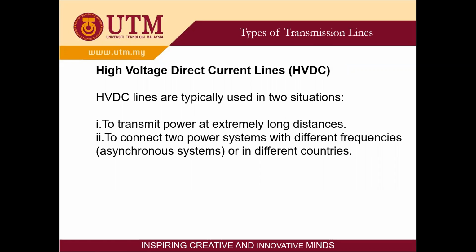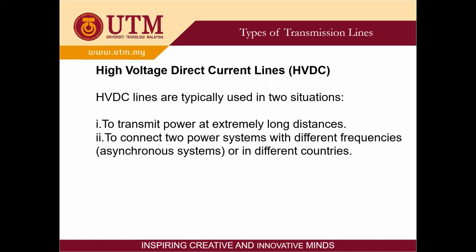High voltage direct current line, or HVDC. So they are different compared to HVAC, HVDC meaning that the power is transmitted in DC power. HVDC lines are typically used in two situations. The first is where the transmission of the power is over an extremely long distance, and the second is to connect two different power systems that have different frequencies.